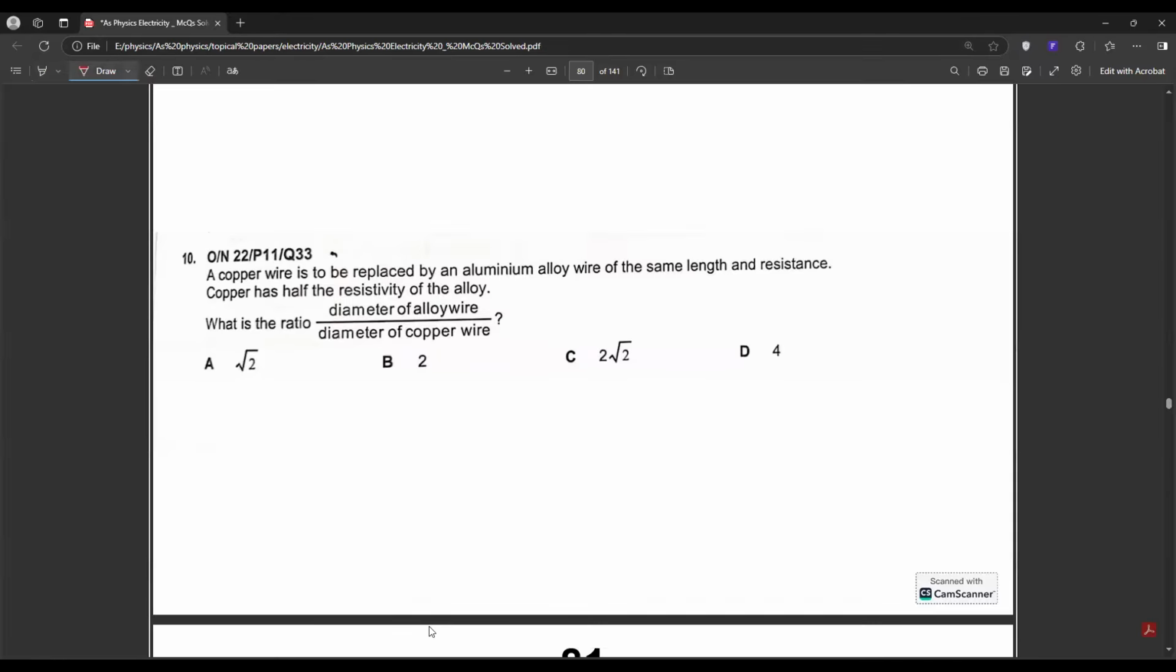So what you can do here, again create columns, copper wire and alloy. A wire is to be replaced of the same length and same resistance. So both of them have the same length, same resistance. Copper has half the resistivity. So this becomes half resistivity. This is complete resistivity. You have to calculate the diameter of the alloy wire divided by the diameter of the copper wire. How can you do that?